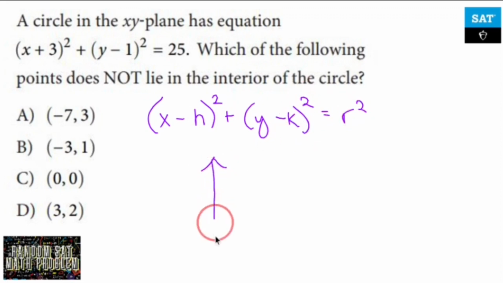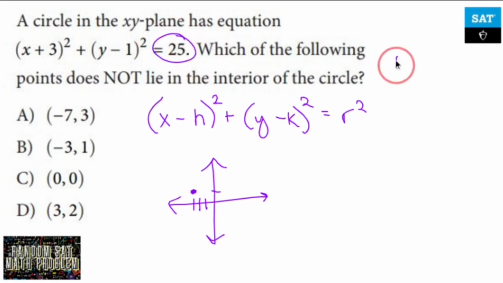So if I were to draw this out to the best of my ability, this x plus 3 means that negative h is going to be positive 3, so positive h is going to be negative 3. So my center is going to be at negative 3. Y minus 1 lines up with y minus k, so negative k is negative 1, which means k is 1. Let's go up 1. My circle's center point is right there. 25 means that r squared is 25, so if I square root that, I have a radius of 5.